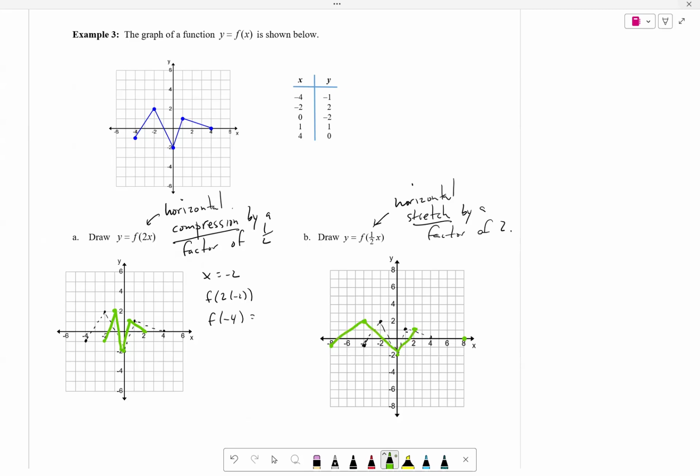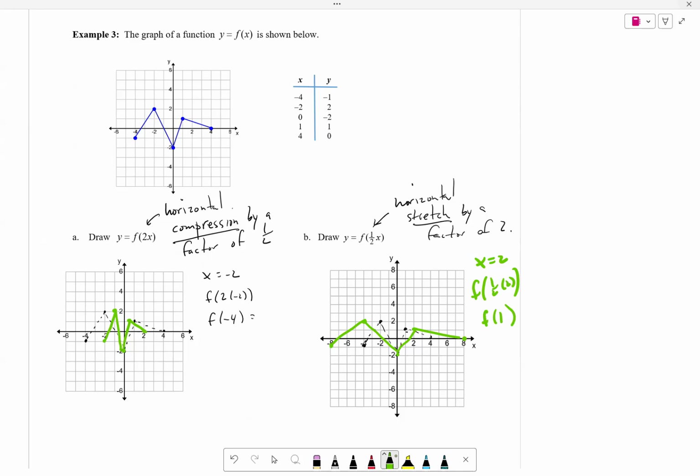But let's just check one of these to see if it actually worked. Let's check what happens when x equals 2. If x equals 2, that means we have f of 1/2 times 2. Does that make sense what I'm doing right there? And that becomes f of 1. Do we know what f of 1 is?